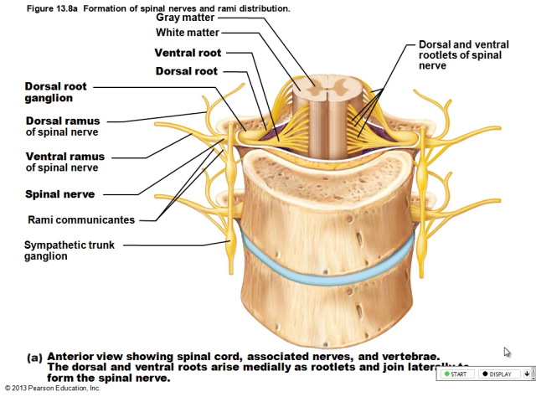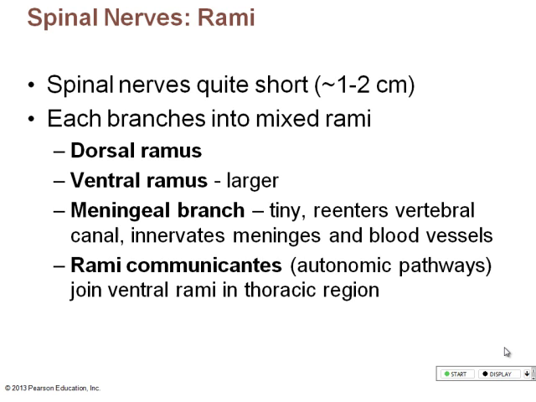Ventral is motor. Yes? So spinal nerves tend to be quite short at those branches. Each of the branches has mixed sensory and motor, what we call Rami: dorsal, ventral, meningeal branches, and then something called the Rami communicans, which is autonomic information that's being sent. Autonomic is what? Automatic. Give me an example of autonomic. Heartbeat. Information for heartbeat, breathing.